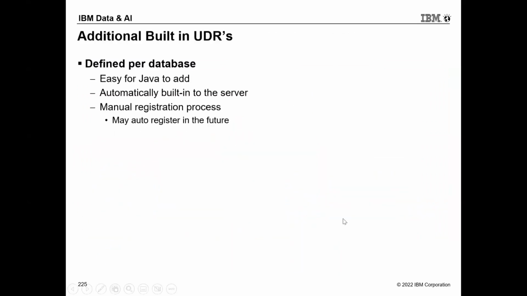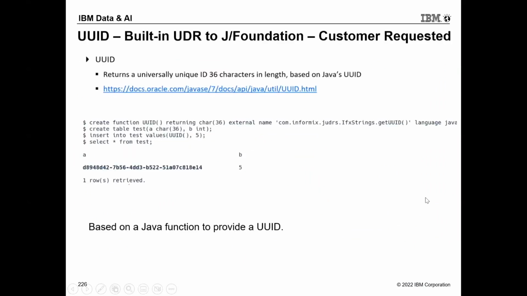Some new UDRs. These are defined per database, easy for Java to add, and automatically built into the server, with a manual registration process presently. Eventually, you may get around to auto-registering these. So there's UUID, which returns a universally unique ID, 36 characters in length, based on Java's UUID. See an example here on the screen.